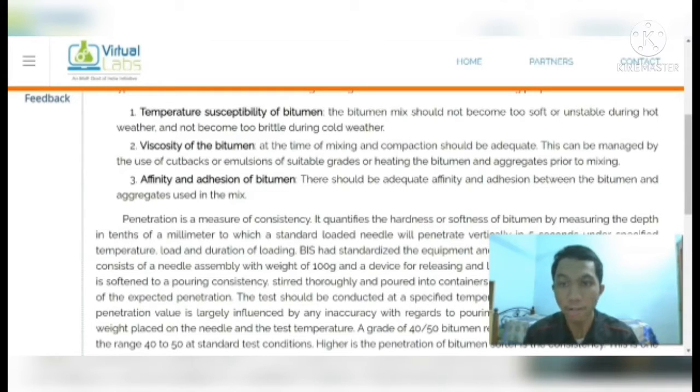Secondly, viscosity of the bitumen at the time of mixing and compaction should be adequate. This can be managed by the use of cutback or emulsion of suitable grade, or heating the bitumen and aggregate prior to mixing. Thirdly, evenness and adhesion of bitumen. There should be adequate adhesion between the bitumen and aggregate used in the mix.